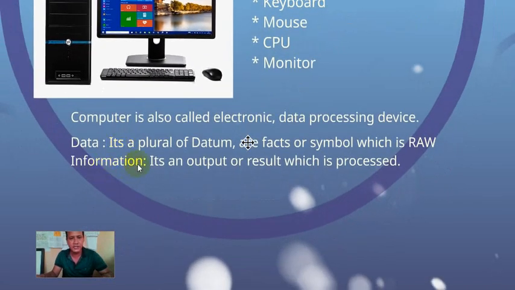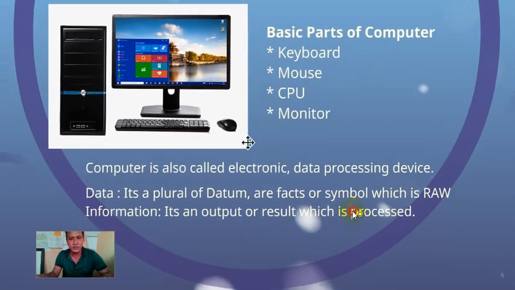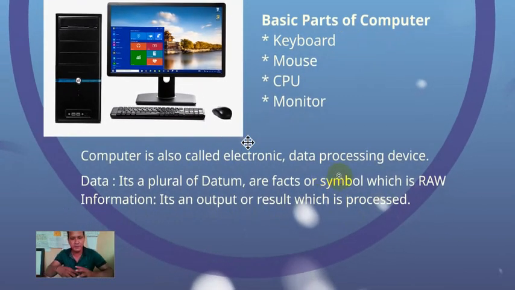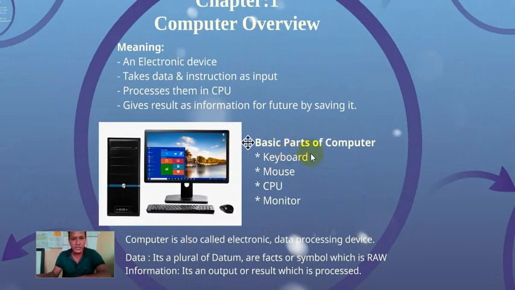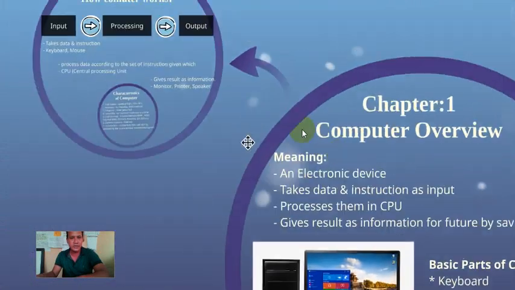Information is an output or result which is processed. Understood? If you have a bunch of colored cubes and place them in a room, that is raw. If you manage those boxes by color, that is the processed one. Like that we can understand what is data and what is information. Next, let's go to the next one.